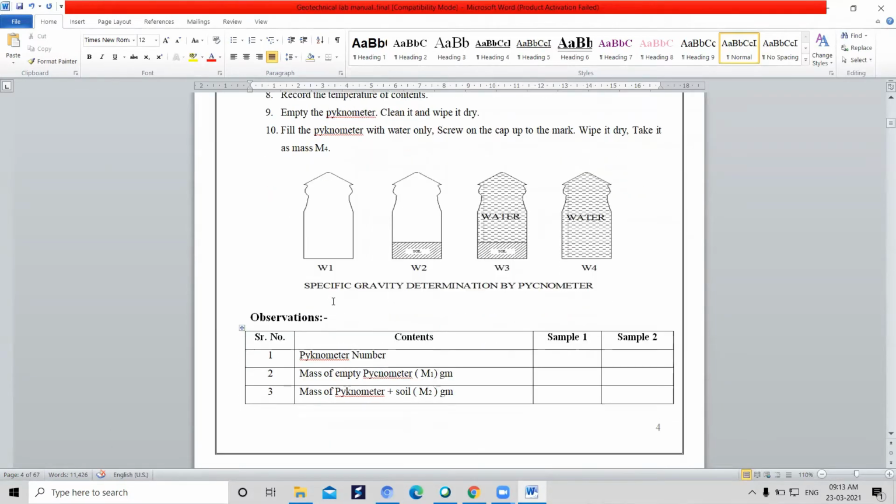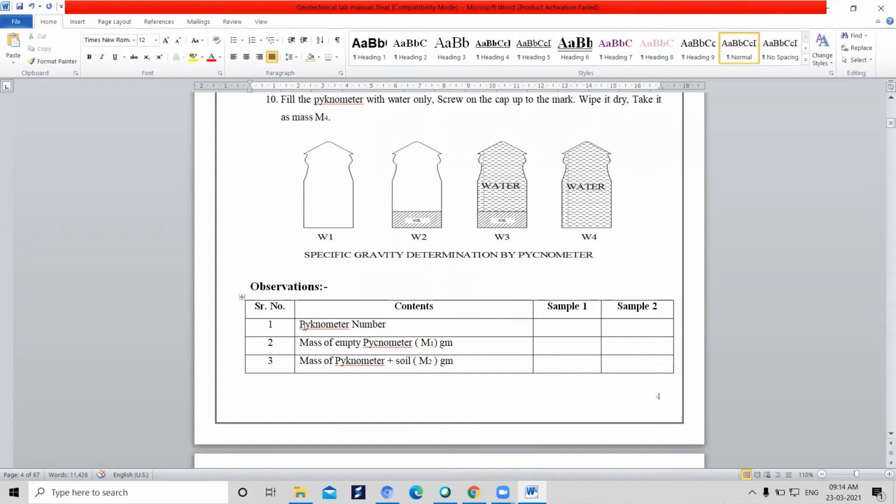Firstly, whatever readings here is the observation table. Firstly, I'll be writing down the pycnometer. Just for your convenience, I'll be typing over here. I'll be writing the sample pycnometer number as 1. Because in most laboratories there are 10 or 20 pycnometers with different weights, so to avoid confusion, we'll write the number on the bottle. The pycnometer which we have taken, the bottle number, I will write as 1.